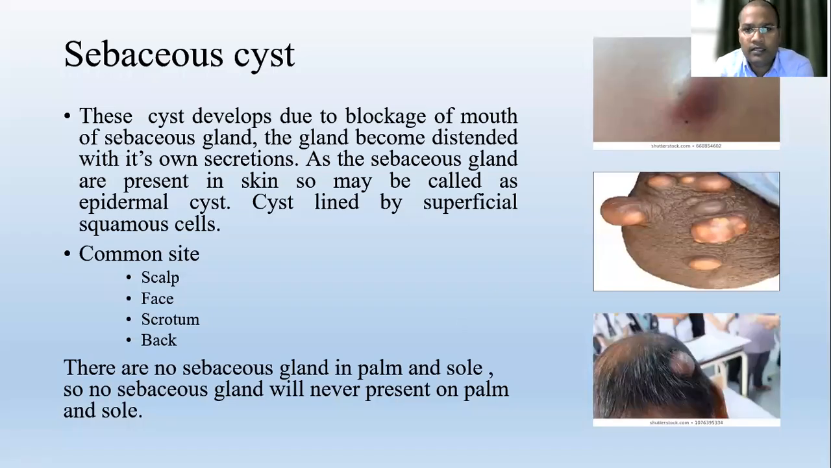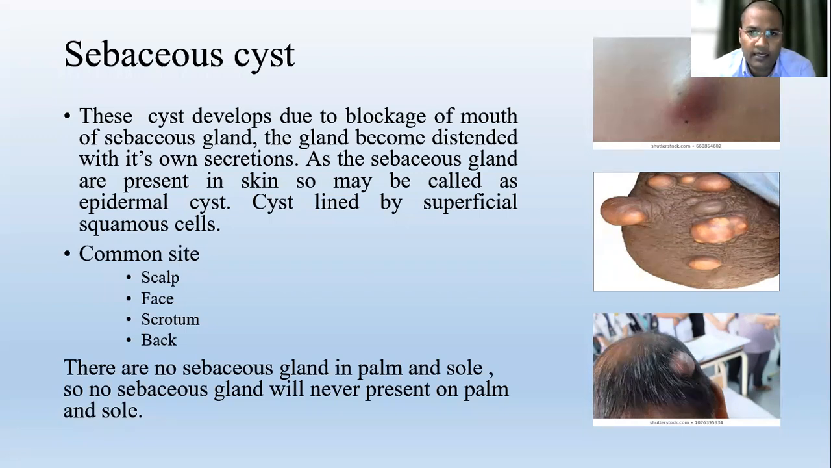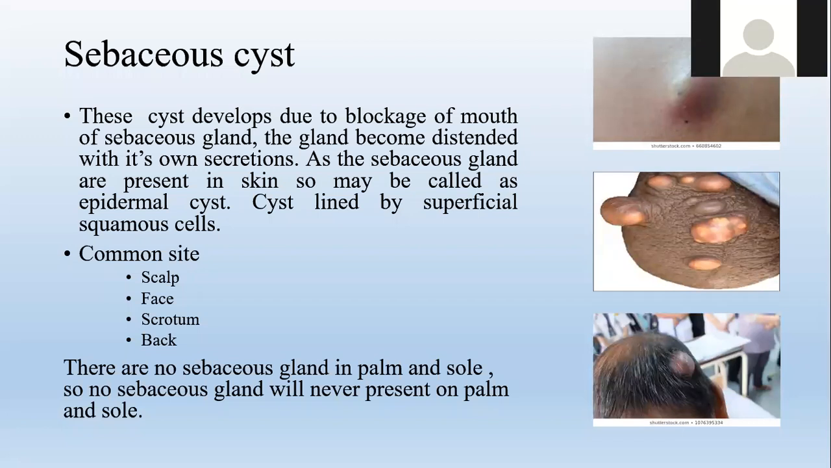So these sebaceous cysts are usually a kind of retention cyst. It means the cysts develop due to blockage in the duct, or in the mouth of the sebaceous gland present in our skin. You know, our skin has sebaceous glands, and the sebaceous gland secretes sebum. That sebum is basically for moisturizing our skin and keeping it moist and shiny.